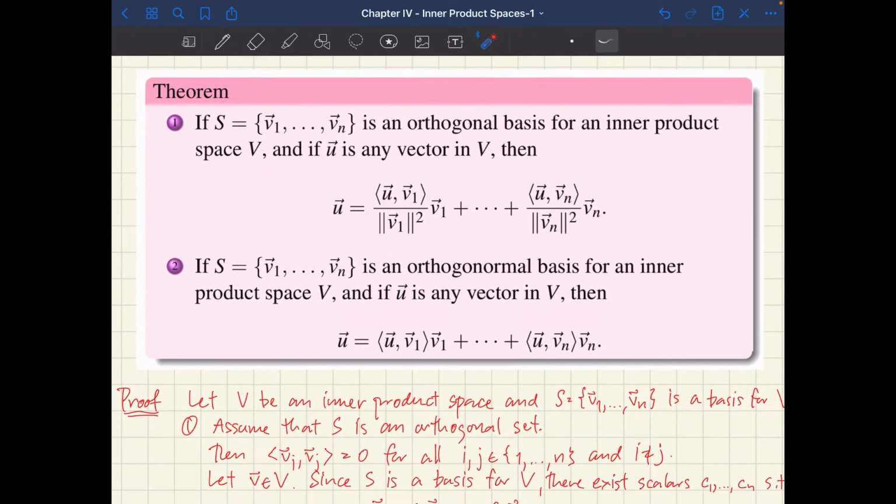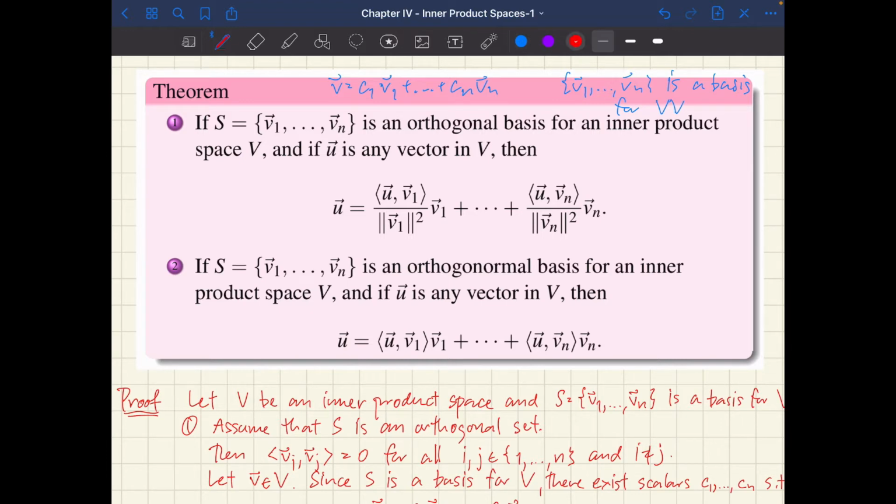From this theorem, we know that if we have a vector, as we already learned in chapter 2, that if we have a vector v that can be written as the linear combination c1 v1 plus ... plus cn vn, where the set v1 to vn is a basis for some vector space V.